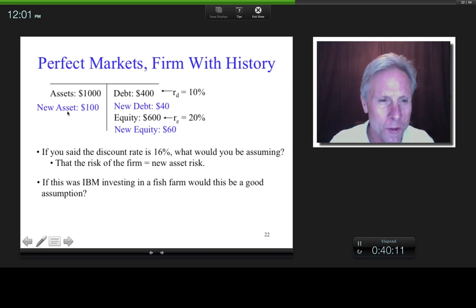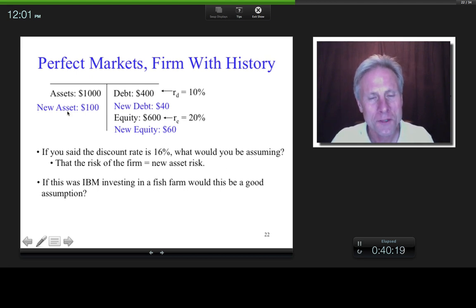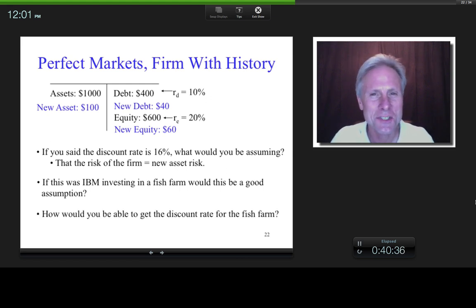when you make a new asset investment decision, then what is relevant? Is it the risk of the existing firm, or is it the risk of whatever that new asset is? It's the risk of that new asset, which again may or may not be the same as the firm. But if this was IBM investing in a fish farm, obviously that would be a bad assumption. So how would you get the discount rate for a fish farm?